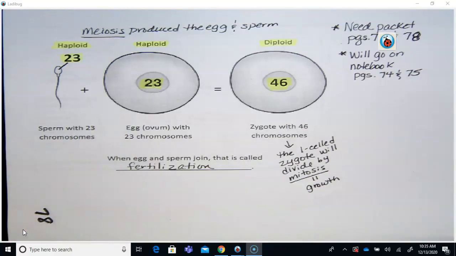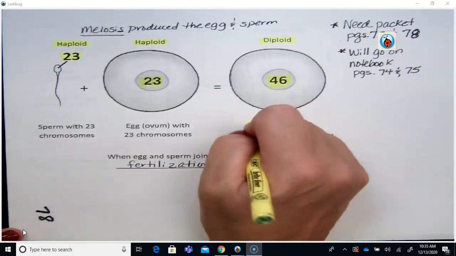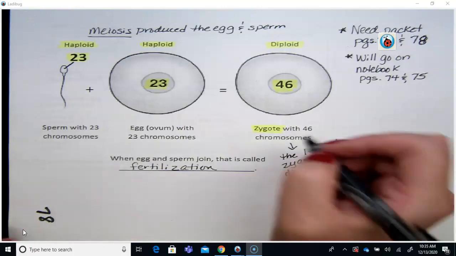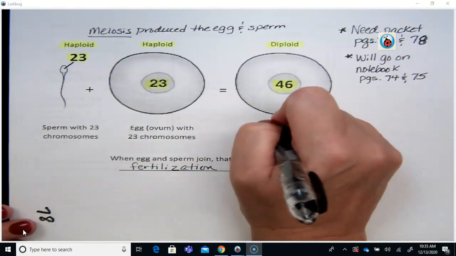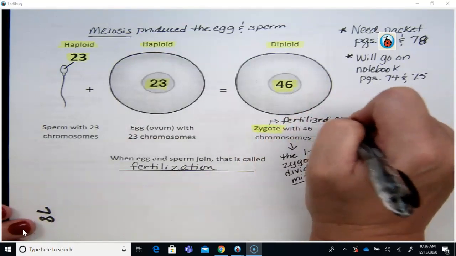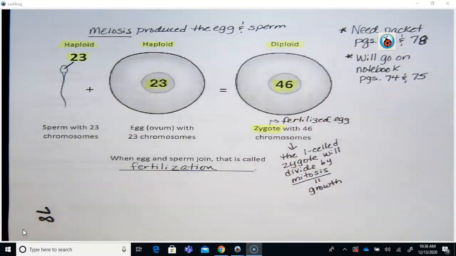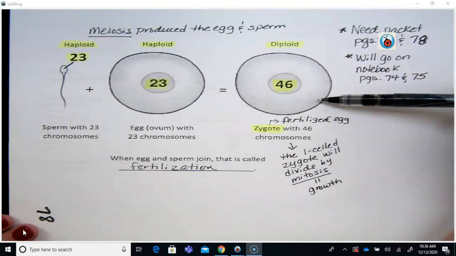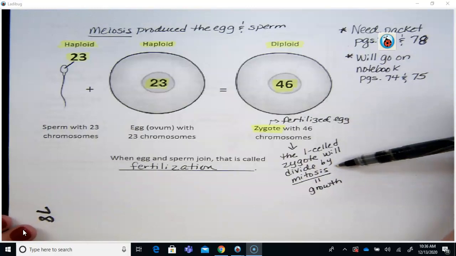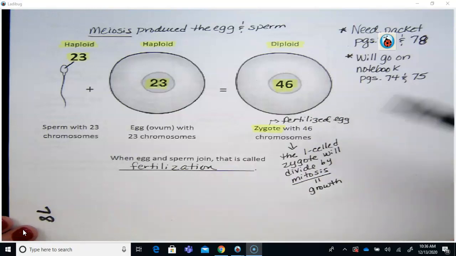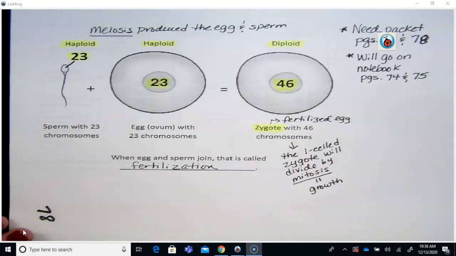Now what's formed here is something called a zygote. A zygote is one cell. Okay, it's considered a fertilized egg. So right now you're one cell big. This is a fertilized egg. Again, it's one cell. It is diploid. Now, this one-celled zygote will then divide by mitosis, okay? And that's how you're going to grow to the billions of cells that you are today. Again, when egg and sperm join, that process is called fertilization.